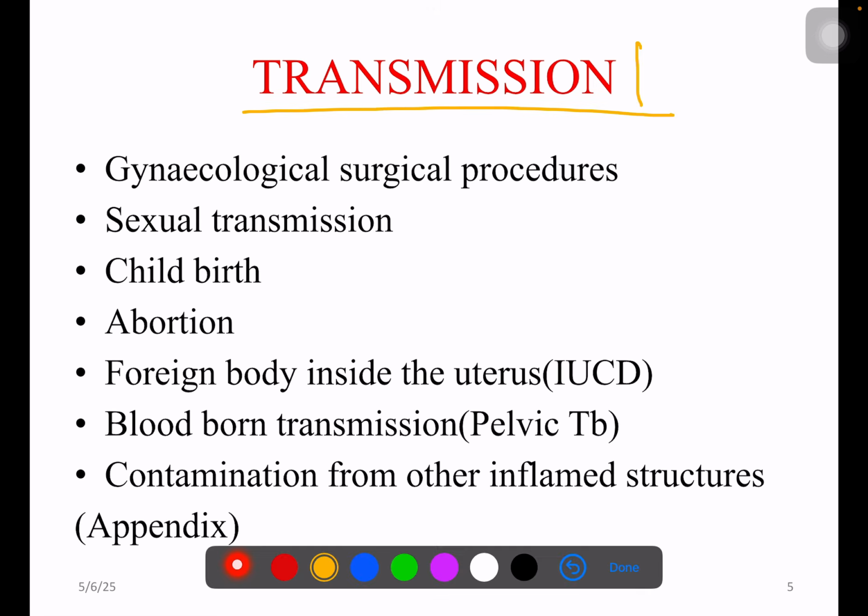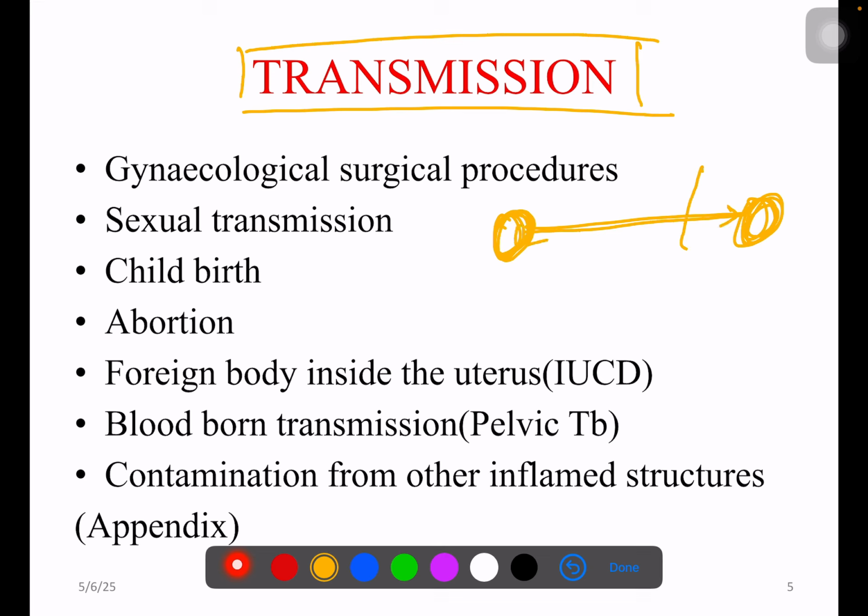Now transmission. How does the transmission of infection take place? We already talked about that. It's a two-part component. One is starting with the menses. Second one is at the time of menopause. In between, she's using contraception like IUCD, and she's having multiple sexual partners.